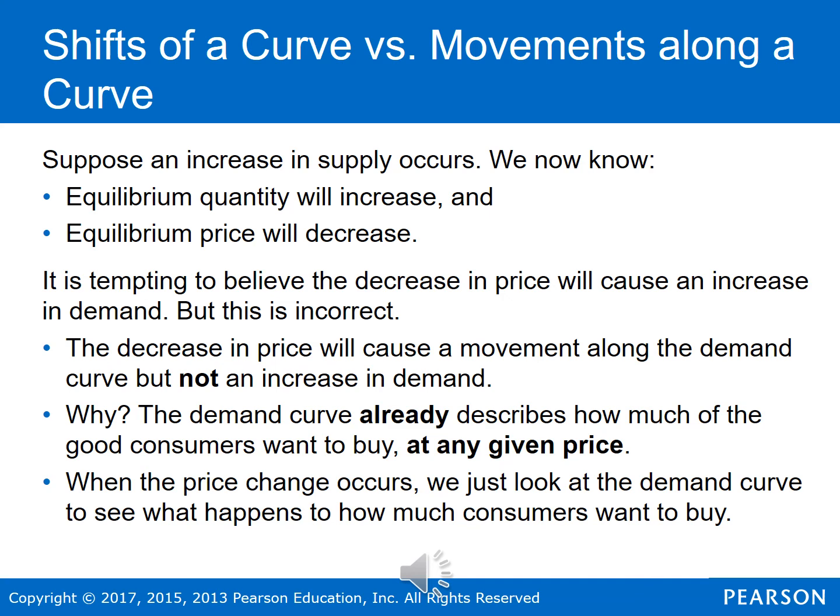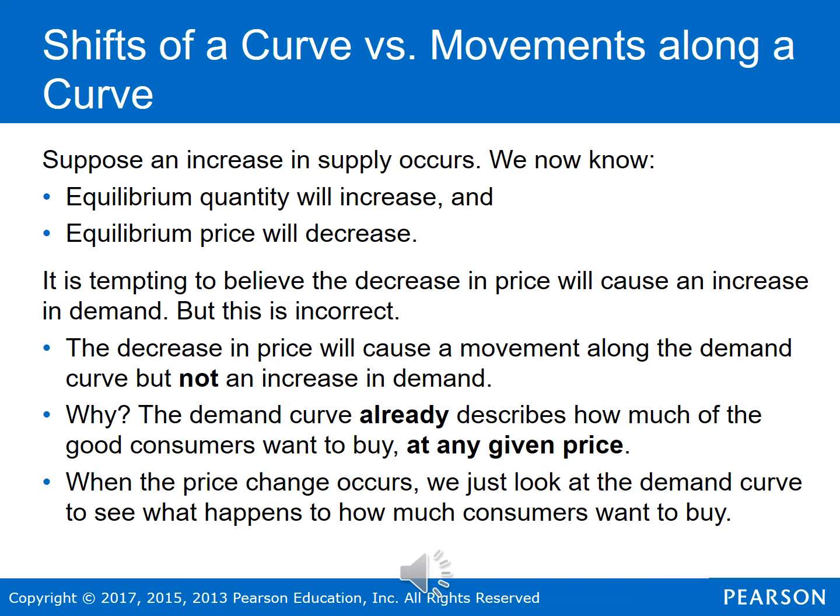But this is incorrect. Remember, the decrease in price is going to cause a movement along the demand curve, not an increase in demand. A change in price is what causes a movement along the curve rather than one of the variables that actually shifts the curve. The demand curve already describes how much of the good consumers want to buy at any given price, so a change in the price isn't going to be something that shifts that curve. Remember that. When the price change occurs, we just look at the demand curve to see what happens to how much consumers want to buy.